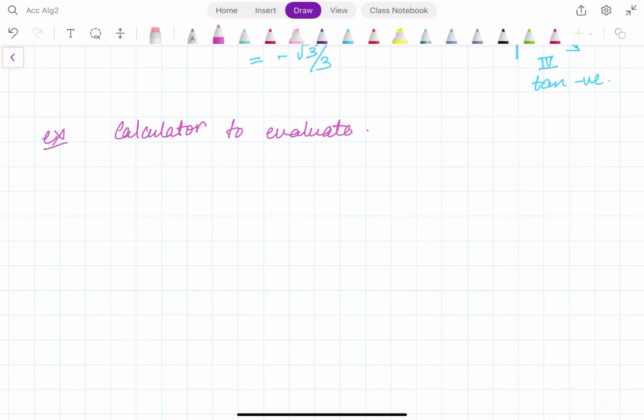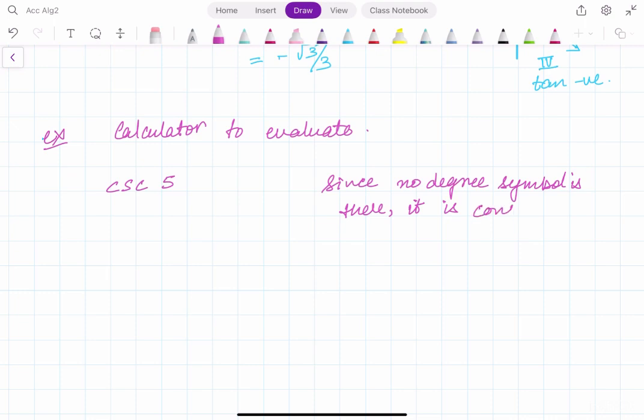So we are using a calculator to evaluate. Cosecant 5 is given. Again, no degree is given, so we will take 5 as radians. It is considered as radians.